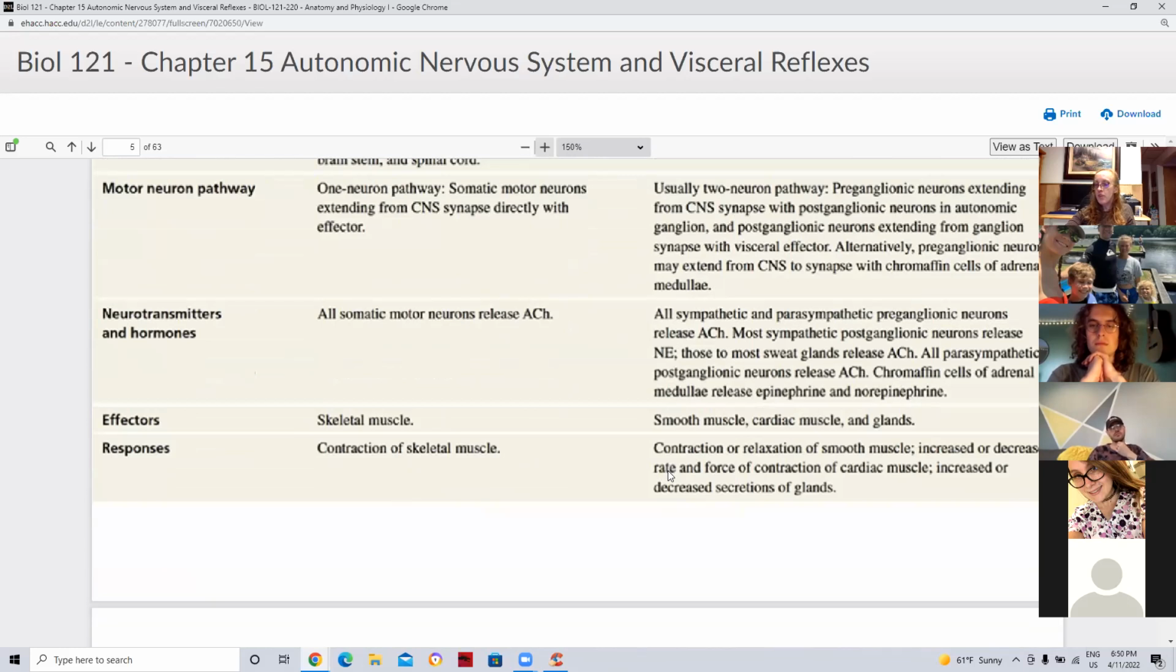For the autonomic nervous system, contraction or relaxation of the smooth muscle, increased or decreased rate and force of contraction, and increased or decreased secretion of glands. So it can be either excitatory or inhibitory. So one is always excitatory, and one can be both.